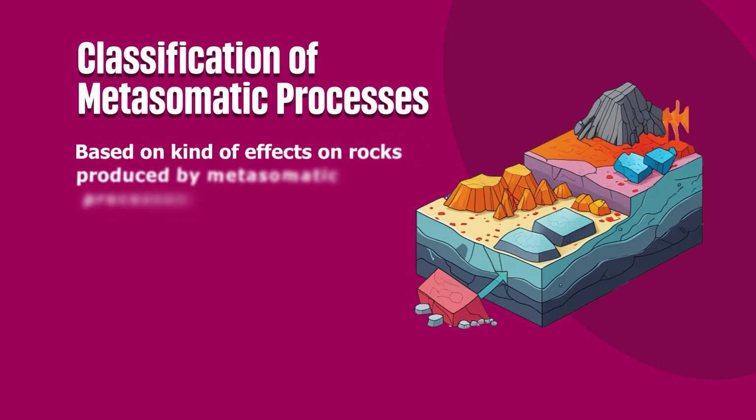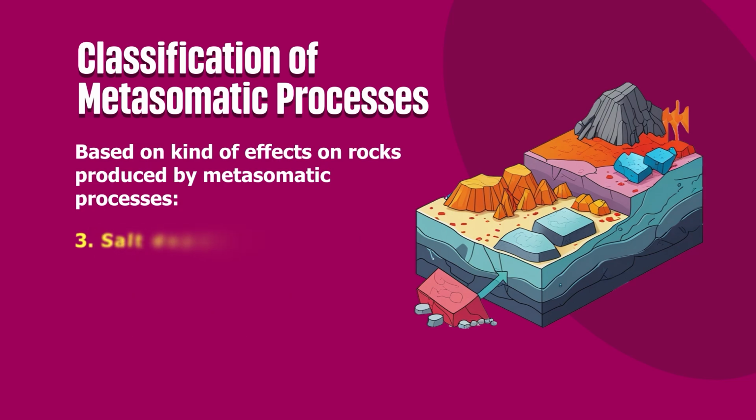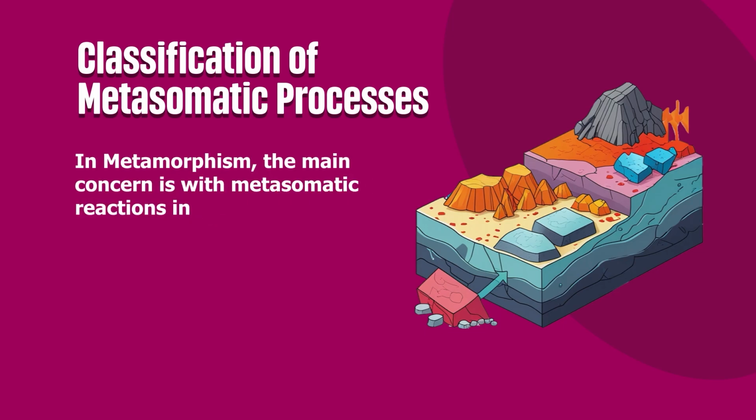Now classification of metasomatic processes. Based on kind of effects on rocks produced by metasomatic processes, we can classify them as silicate rocks, replacement and alteration both taking place. Second is carbonate rocks, where alteration of limestone to dolomite is taking place. Third is salt deposits. Fourth is sulfide rocks. Enrichment reactions lead to sulfide ore deposits. In metamorphism, the main concern is with metasomatic reactions in number 1, silicate, and number 2, carbonate rocks.